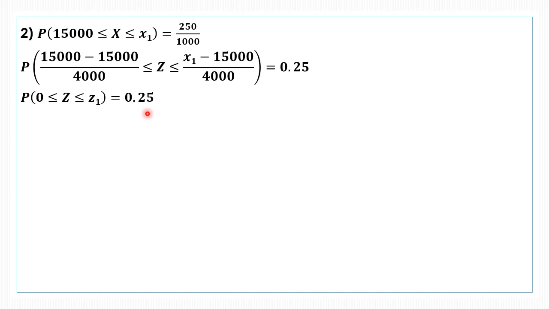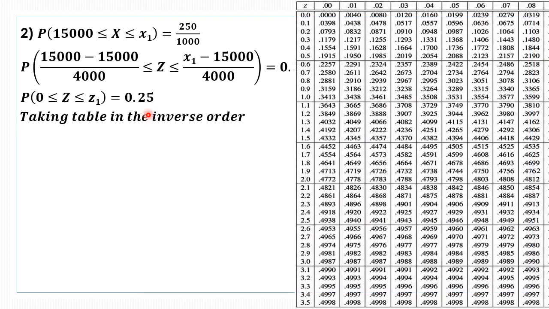So 0 to z1 is 0.25. We don't even need a curve for that, right? It is already from 0. Just check your table in inverse order. 0.25 we are finding here. In the probability area, 0, 0, 0, 1, 1, 1, 1, 2, 2, 2, 2, 5. We just need 25. It is 2580, so we will go back. It is 2518 and 2486.